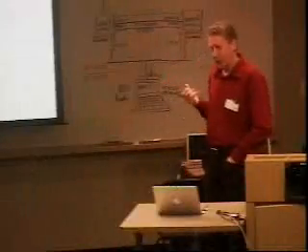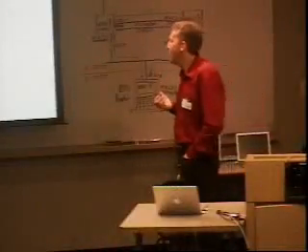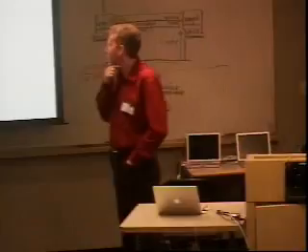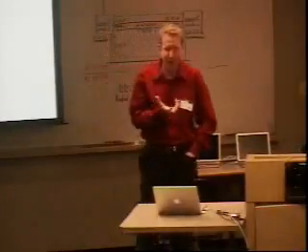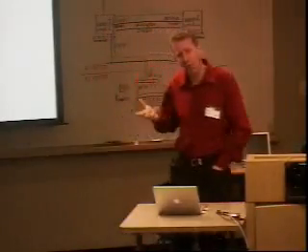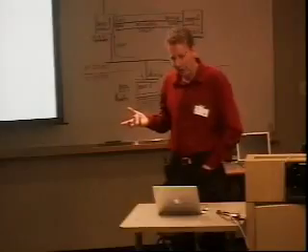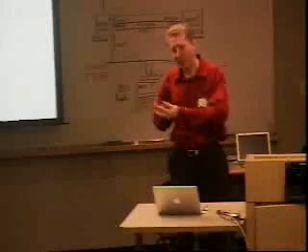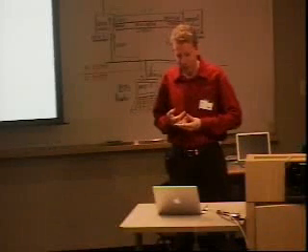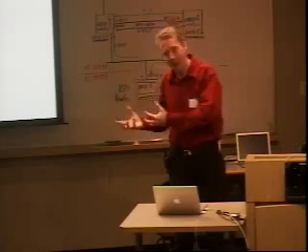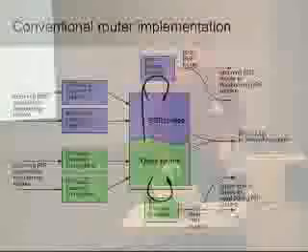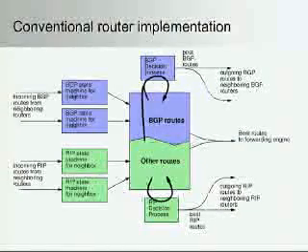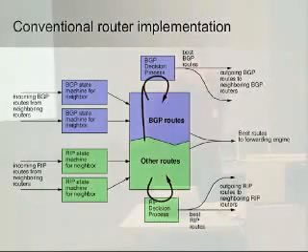So the first question I want to discuss with you today is the question of routing process design. And basically, this is how do you actually go about implementing a routing protocol in such a way that it can be extended in the future? And that's not normally been done. People, when they implement a routing protocol, basically try to implement exactly what the spec says. And they don't really think about the fact that these things actually evolve. But also what we want to do is to encourage that evolution. So this matters more, what we're trying to do, than even in the commercial implementations.